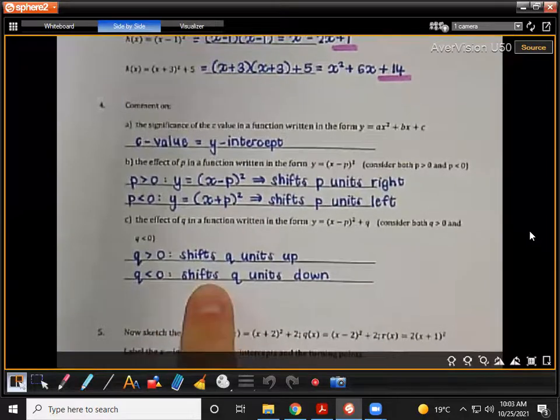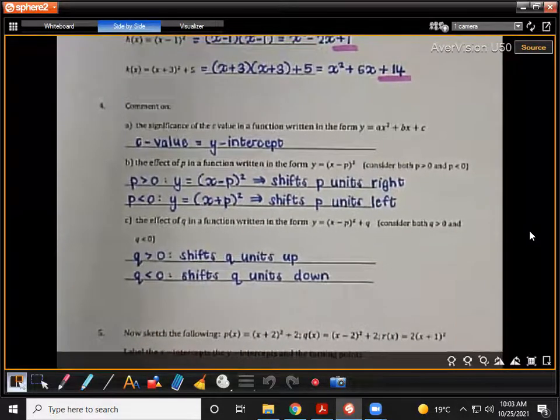And then for Q, if Q is positive, you're shifting Q units up. If Q is negative, you're shifting so many units down.